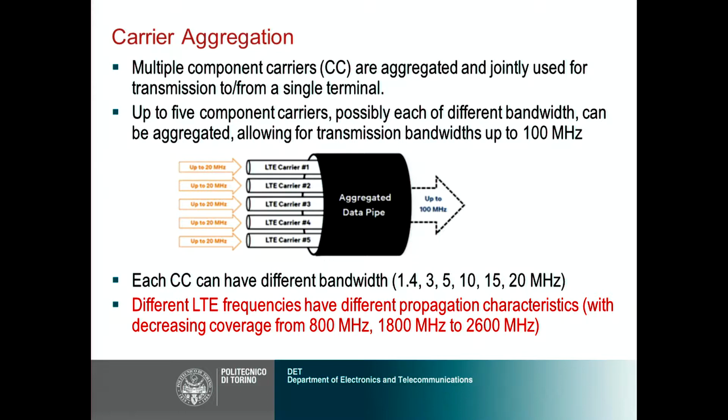This is one of the major advances in LTE Advanced because it allows a better use of the spectrum. The standard says you can aggregate bandwidths up to 100 megahertz. Of course, what previously were 5 chunks of 20 megahertz, now you can aggregate them even if they are in different portions of the spectrum.